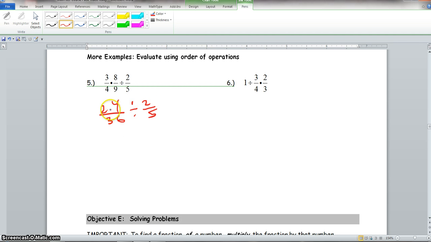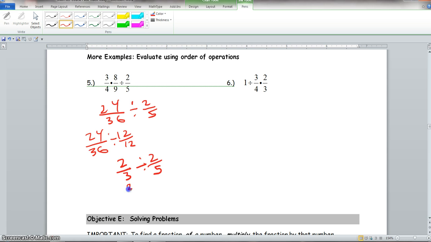Now, what I would suggest we do here is, before we divide it by 2/5, let's simplify this. The greatest common factor of 24 and 36 we know is 12. So I'm going to rewrite this. It'll be 24 over 36, divide both of these by 12. 24 divided by 12 is 2, and 36 divided by 12 is 3. And I'll bring down this 2/5.